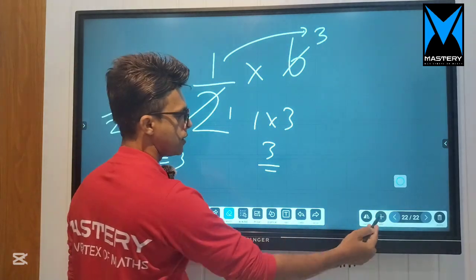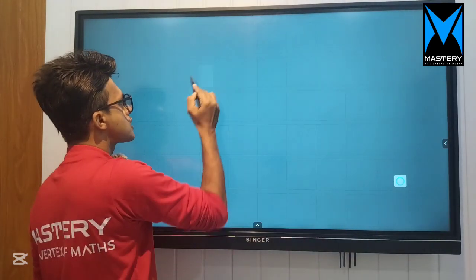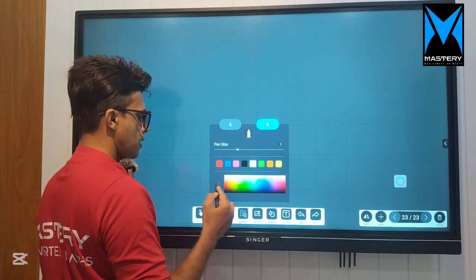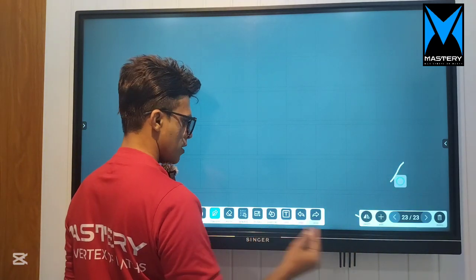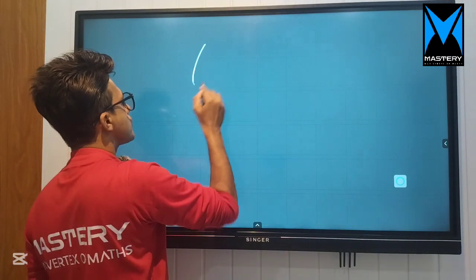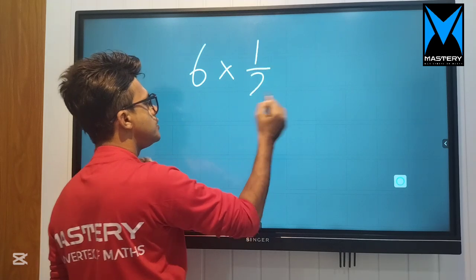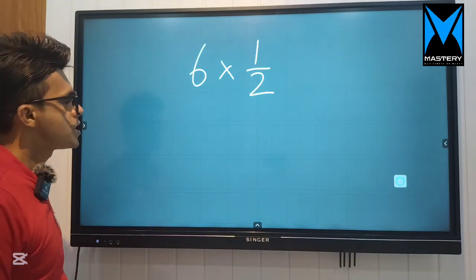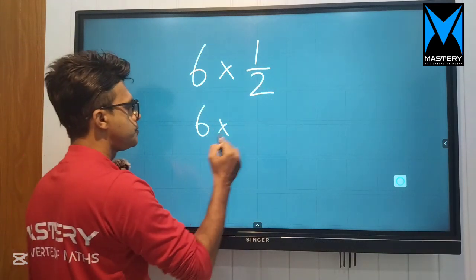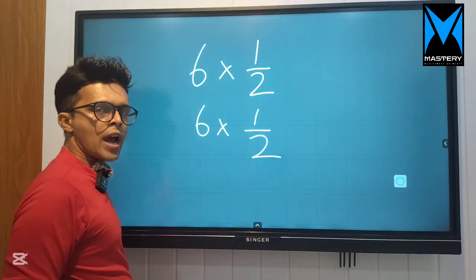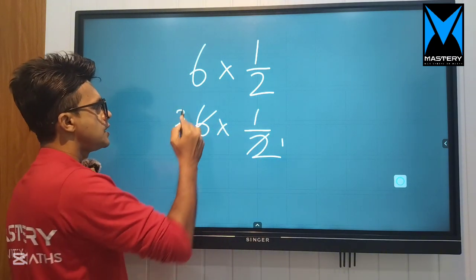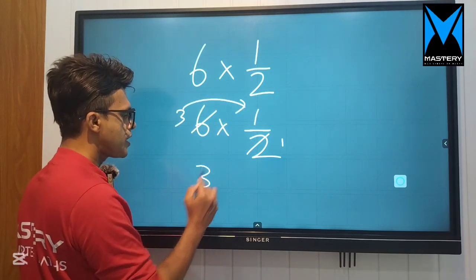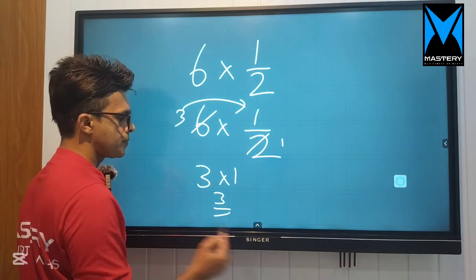Think of this one. 6 times half. Same question. 2 can be divided by 2. 1 time, 3 times. Then 3 into 1. What is 3 into 1? 3 into 1 is 3.